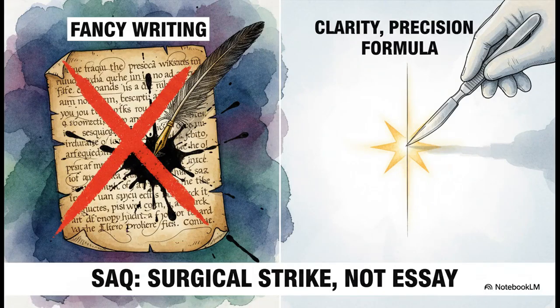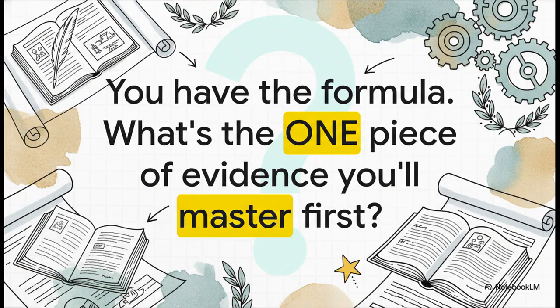So when it all comes down to it, just remember this. The SAQ is not an essay. They are not grading you on beautiful prose or complex sentences. It's a surgical strike. It rewards clarity, precision, and a simple, repeatable formula. So there you have it. You have the blueprint. You know the formula. The question now isn't if you can do this, it's what are you going to focus on first. Pick a topic, find that specific piece of evidence, and practice acing it. You've got this. Now go get those points.